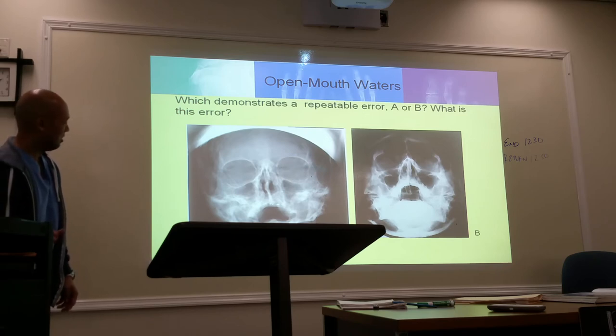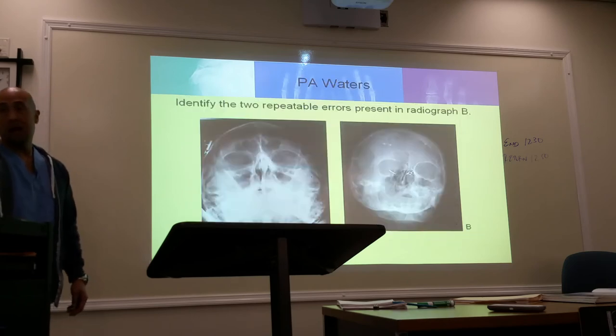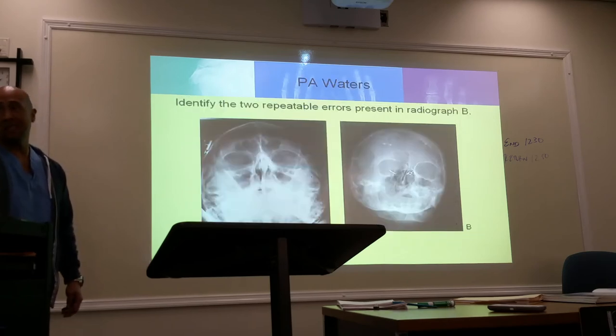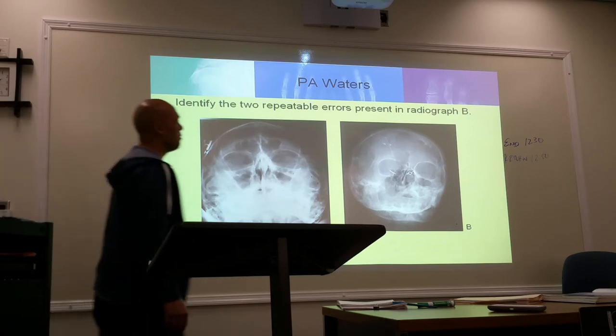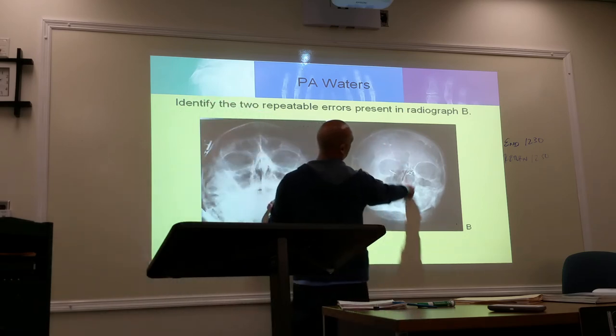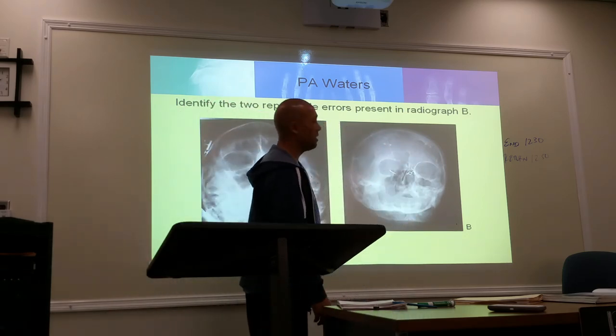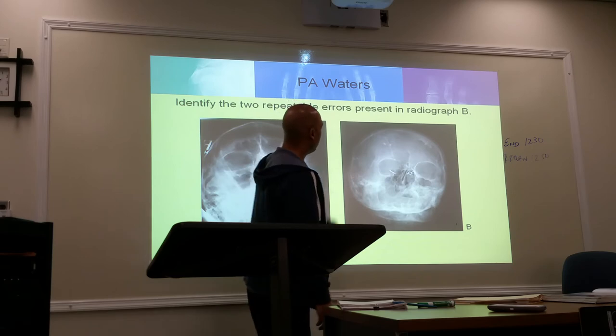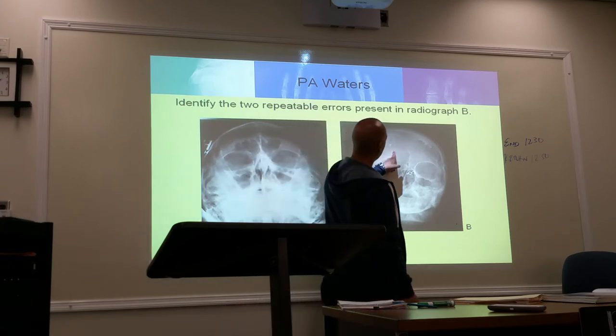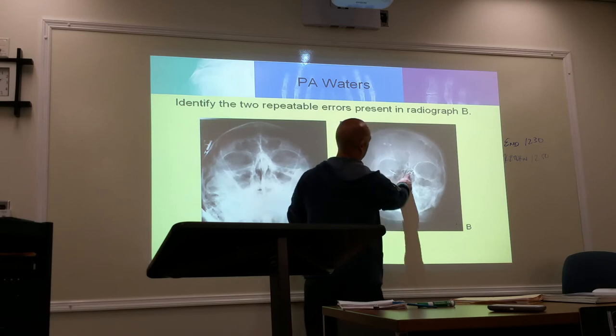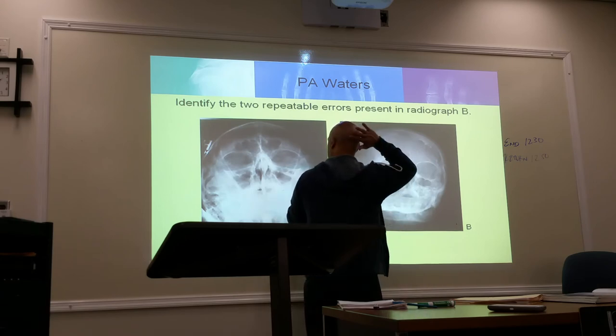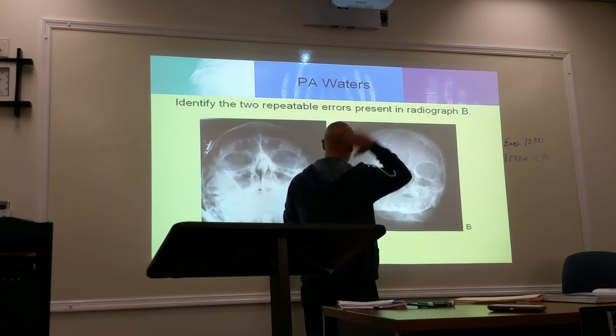Those are braces, right? Two repeatable errors present in radiographs A and B. Well, B. I like B. You guys like B? What's the artifact? They cracked the head open. It looks like they may have had some kind of brain surgery. These are all sutures. You can see the cracks in the head. It's also a suture in the back, just on the back side.